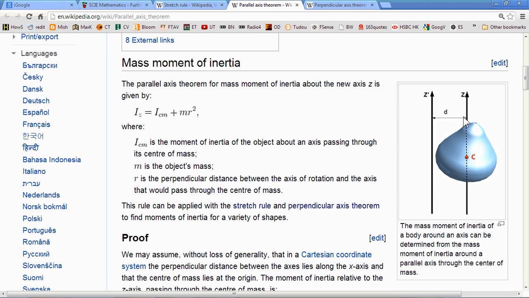through the center of mass, to find the moment of inertia about another axis parallel to that axis, hence parallel axis theorem, but which is at a distance d away, we just simply have to add the mass times the distance squared. We're going to see a couple of examples of that in the exam questions in a minute.